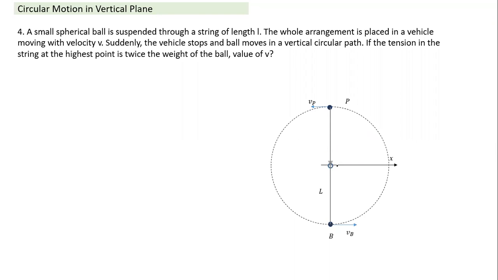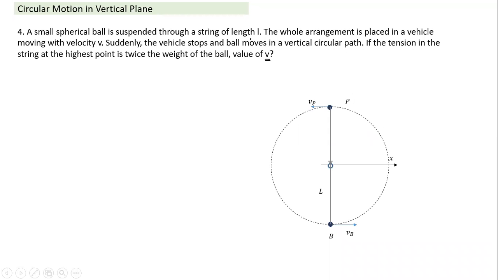If the velocity was very small, it will just oscillate. It will go to a particular maximum angular amplitude and come back, it will keep having angular oscillation. But if the velocity is large enough, it may complete full circular motion. So what is given here? It is able to complete a vertical circular path. If the tension in the string at the highest point is twice the weight of the ball, what is the value of v? So at the highest point, the tension in the string is 2 mg. That's what is given. So based on that, can we find out the velocity of the vehicle?